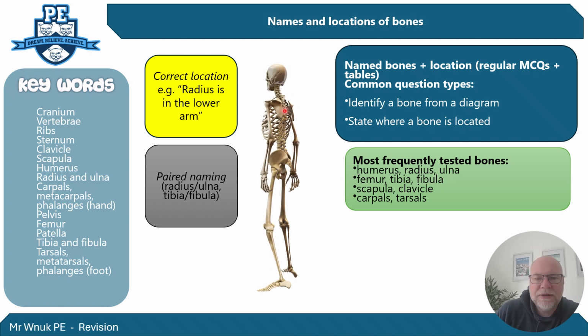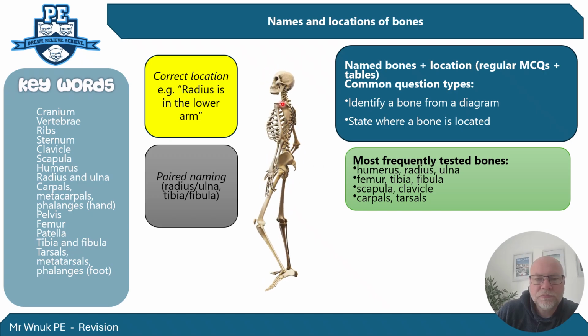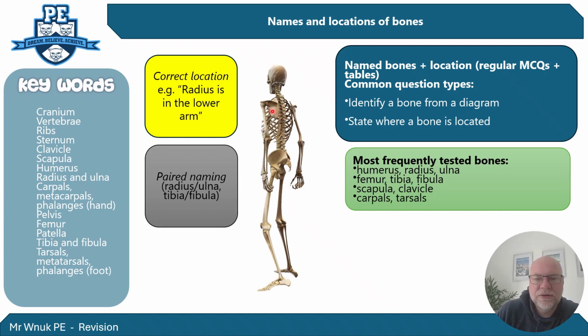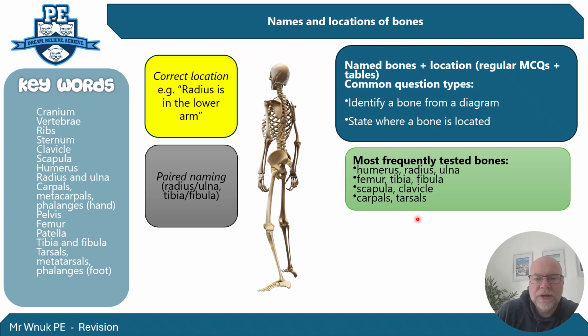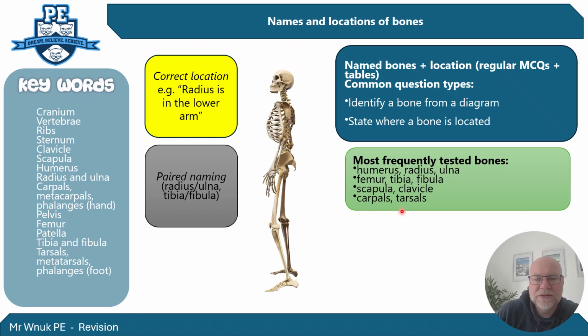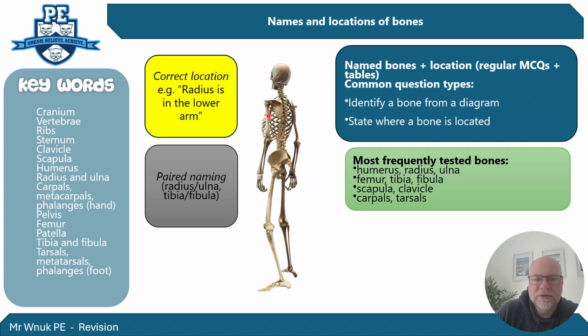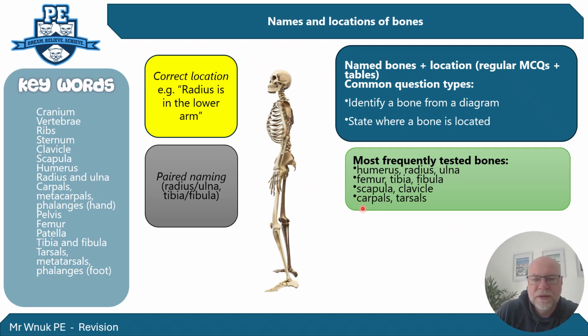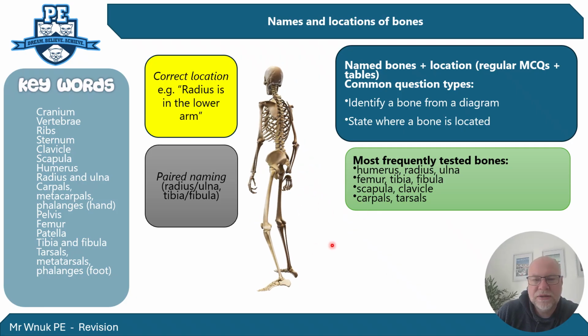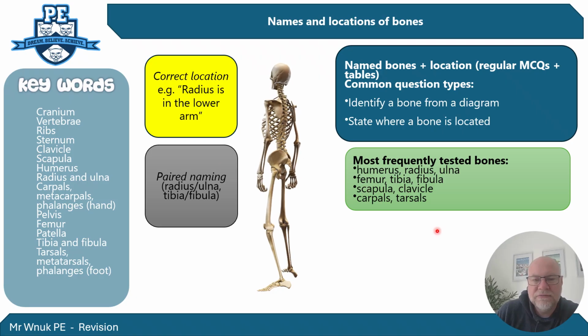We have the scapula, which is the shoulder blade here, and the clavicle, which is the collarbone. So they're two common ones, and usually they ask this question when they're asking you about what bones make up the shoulder joint. So you'd have the humerus, the scapula, and the clavicle. And then we have the tarsals and the carpals. Now try to remember, these are the wrist and the ankle bones.